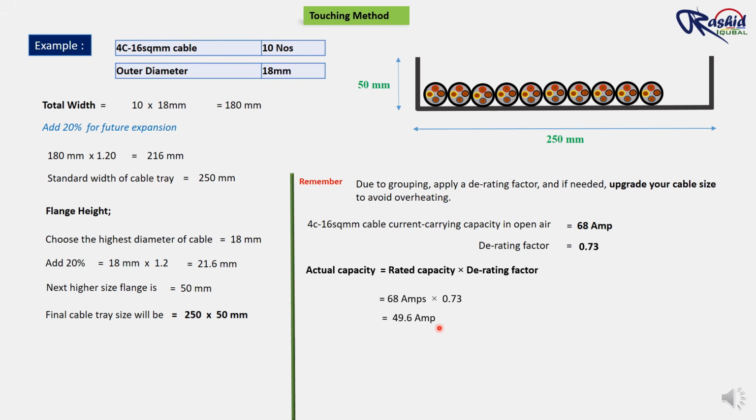Even though the cable is rated for 68 ampere, when we install in a group of 10 touching each other, it can safely carry only 49.6 ampere. This is the safe current. So in case your electrical load is more than 49.6 ampere, you must upgrade to a higher cable size like 25 square mm or 35 square mm to carry the current safely without overheating.